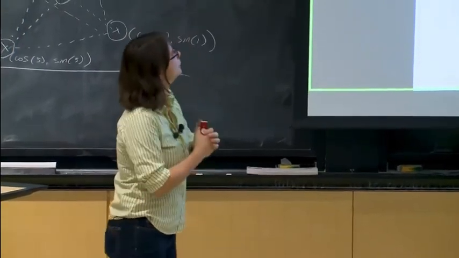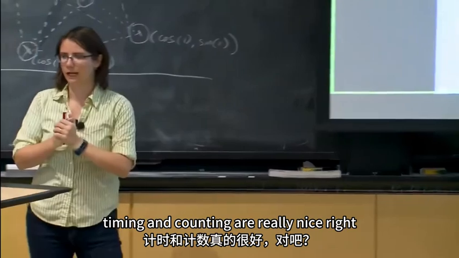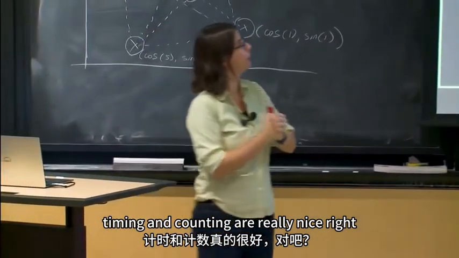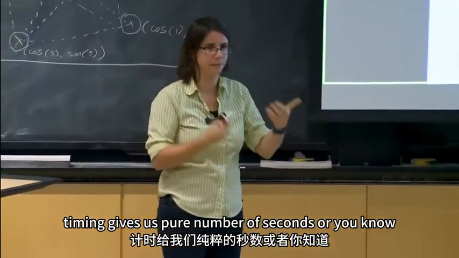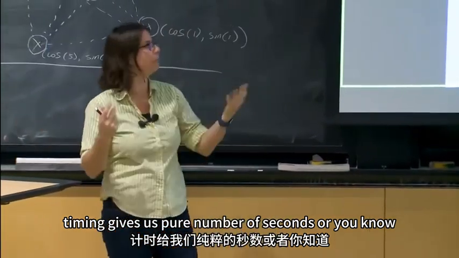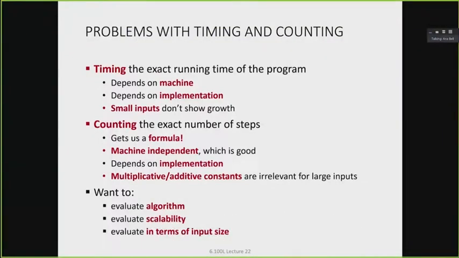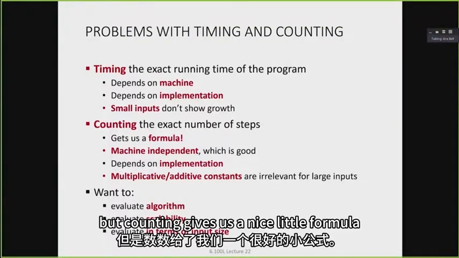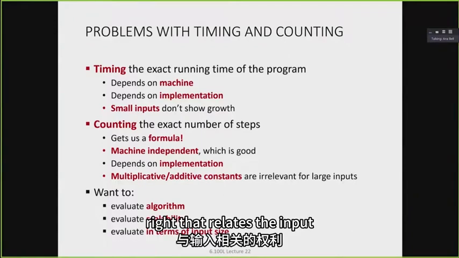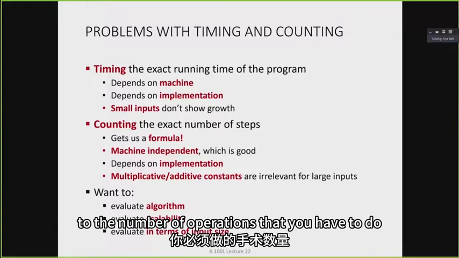Okay. So timing and counting are really nice, right? Timing gives us the pure number of seconds or months or whatever we need to wait for this program to finish. But counting gives us a nice little formula that relates the input to the number of operations that you have to do.